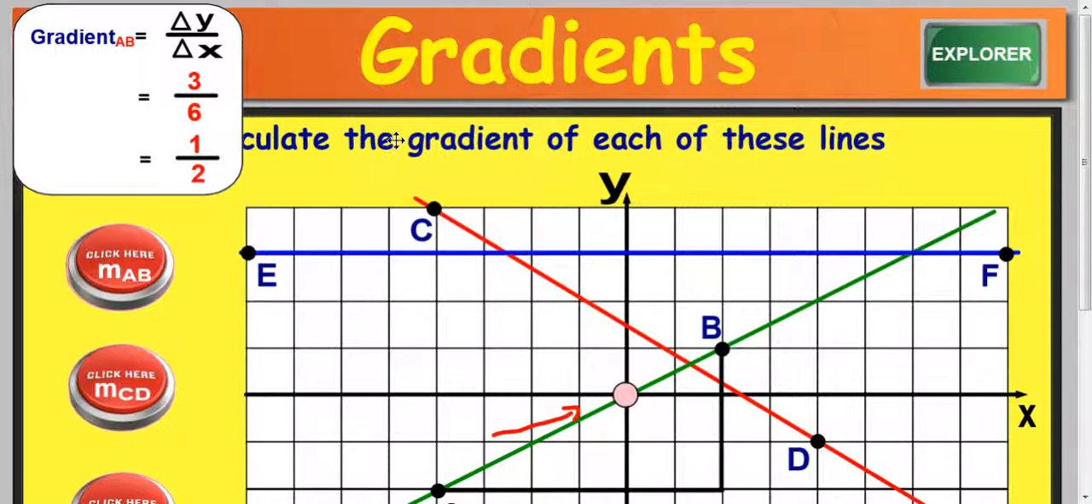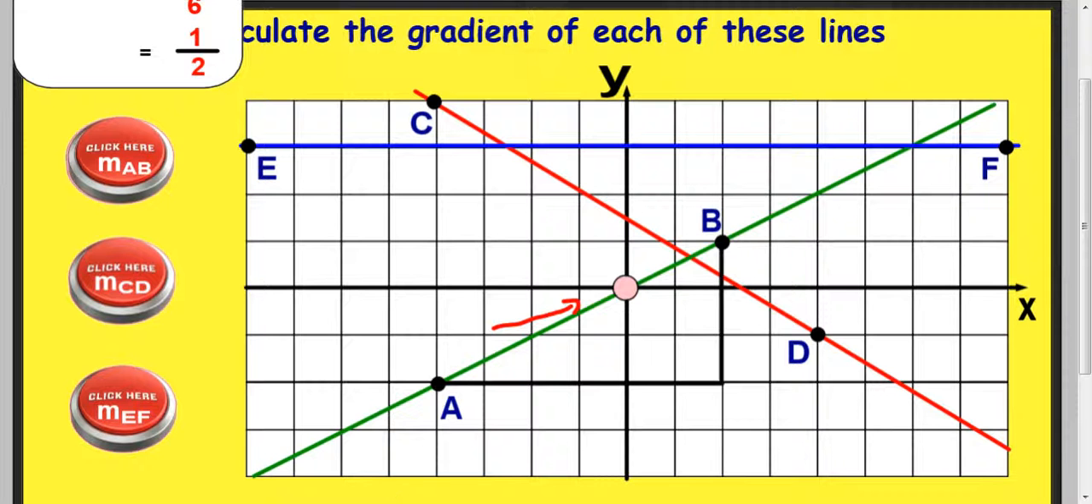Okay, moving on to the red line here. Now the red line is going down the way. So because I'm going down the way, I'm heading into negative numbers, if you like. This is a negative gradient. Okay, so I still want to look at my dots C and D, and I still want to create my triangle. I just know once I count the boxes, I'm going to put a negative sign in front of it. So like that. Now you could also come down and across, it doesn't matter.